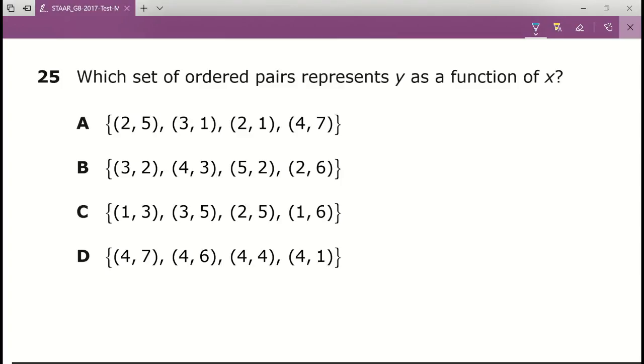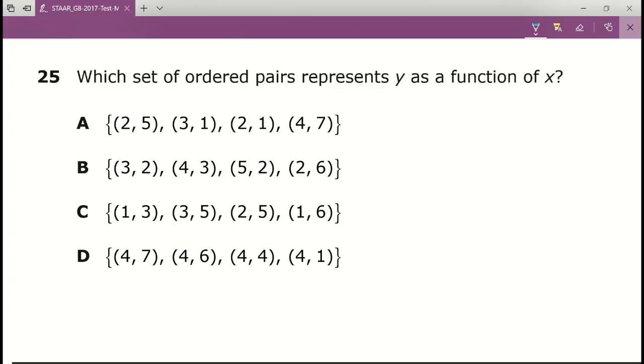Alright, so this is a function question. I really like function questions because I think they're some of the easiest questions you will have on your test. So let's get started. This question reads, which set of ordered pairs represents y as a function of x? We remember that for functions, we cross out the y's and look at the x's. If the x's do not repeat, then it's a function.